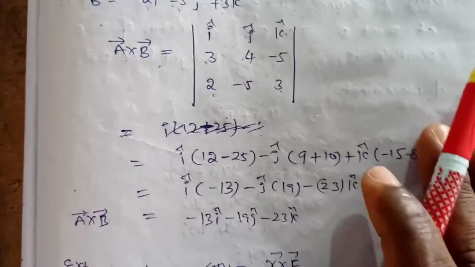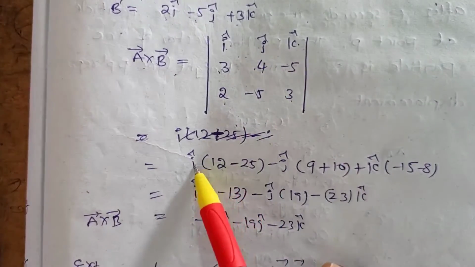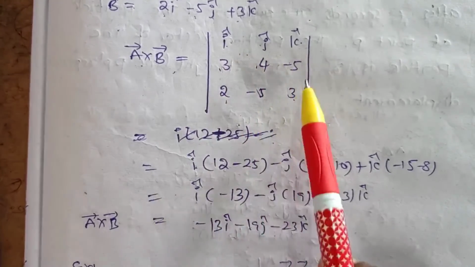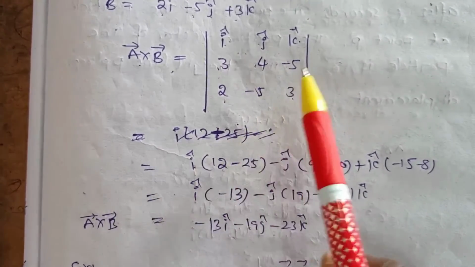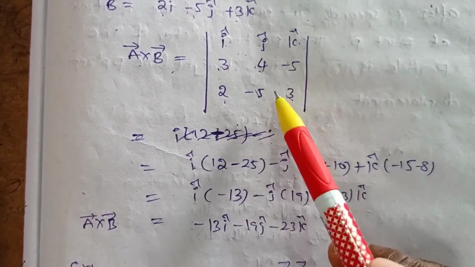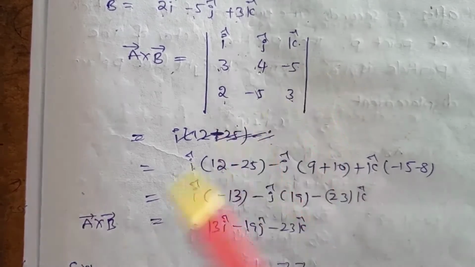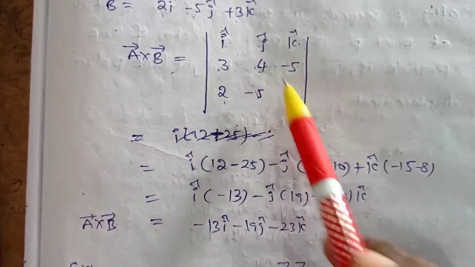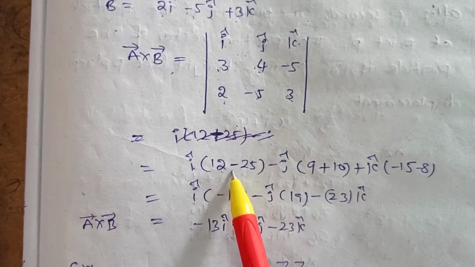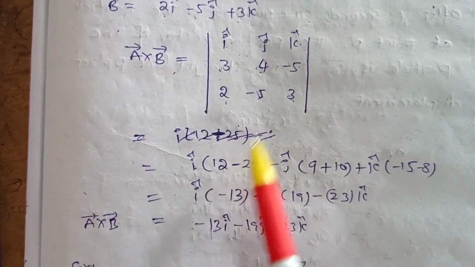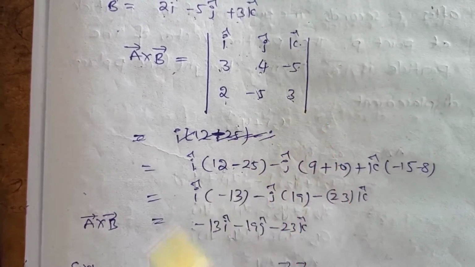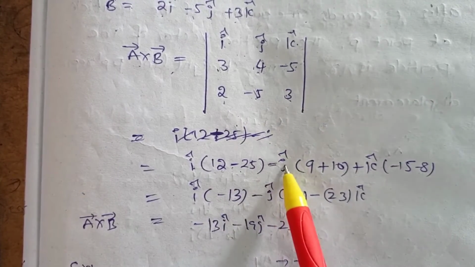Now when we take i cap, we eliminate the first row, first column. We write the remaining terms and take the product of the remaining terms. What is the product? 4 into 3 minus -5 into -5. So that is 4 into 3, 12, minus, minus into minus plus, 5 into 5, 25. Minus j cap.